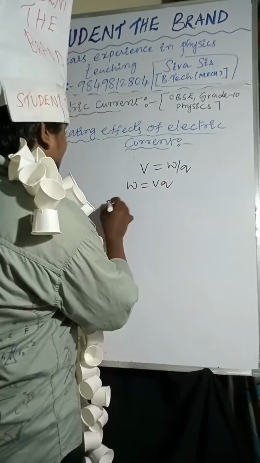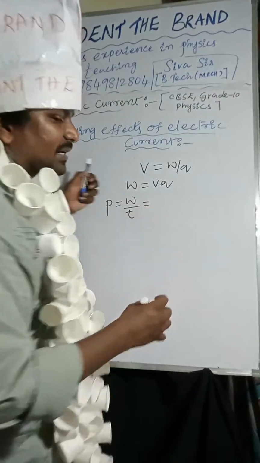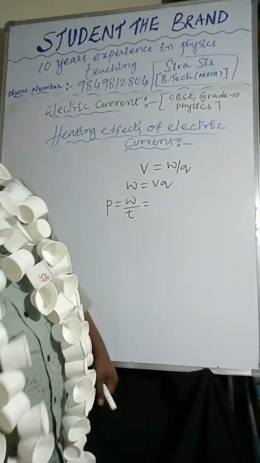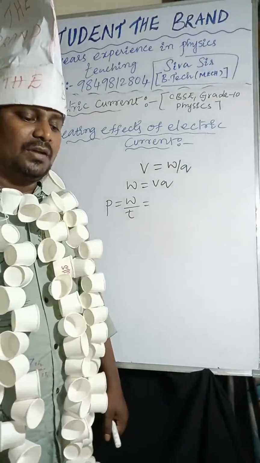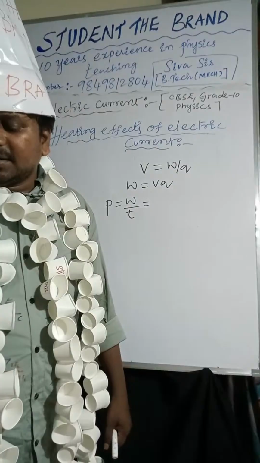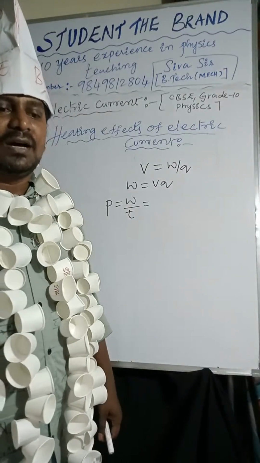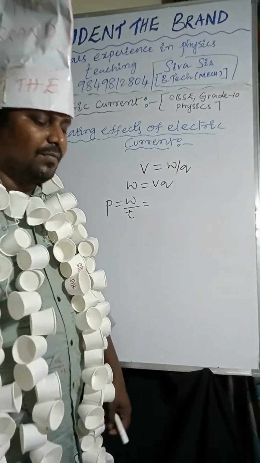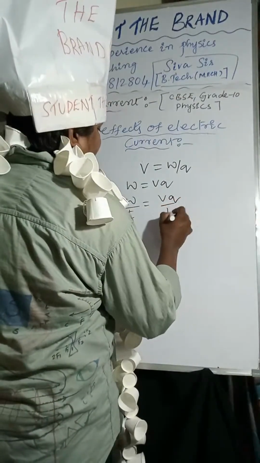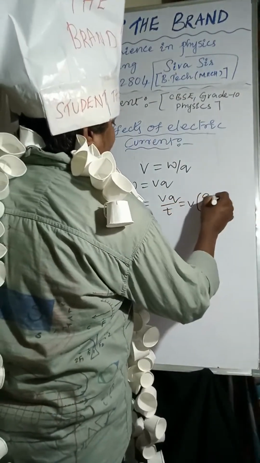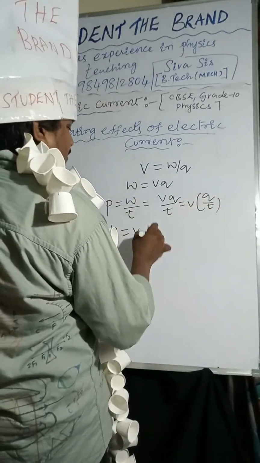So we are doing electrical work. Electrical power is nothing but the rate of doing work. P equal to W by T. So P equal to V Q by T, that is nothing but V into Q by T.